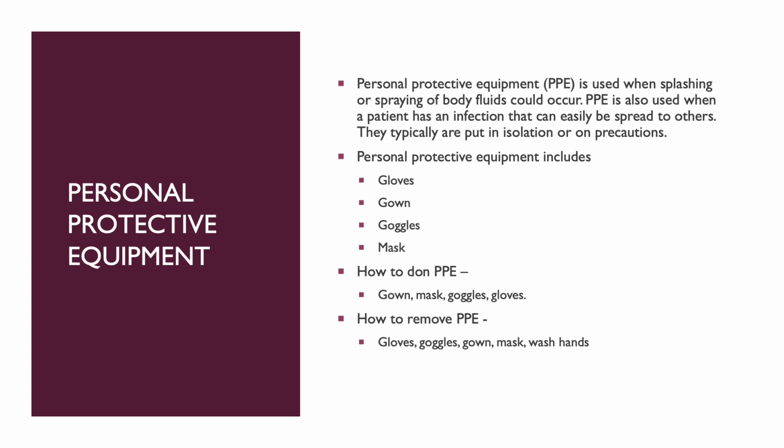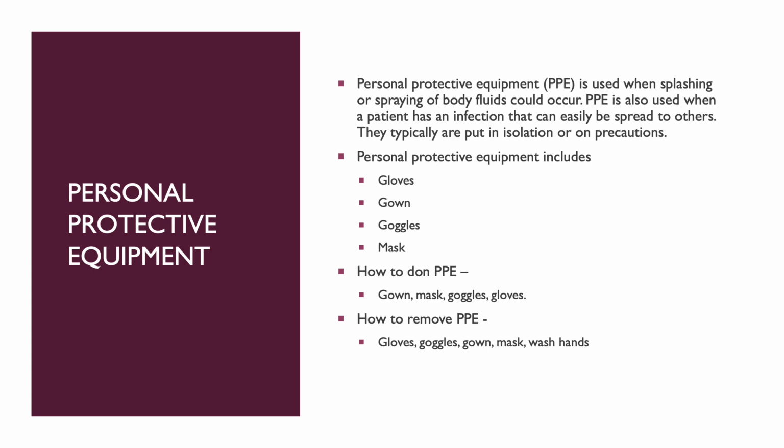Personal protective equipment, or what we call PPE, is something that you will be using a lot in the healthcare field. So PPE, once again, stands for personal protective equipment. And we're going to wear this anytime that there could be potential splashing or spraying of bodily fluids, or if somebody has an infectious disease or illness, or is put on isolation or precautions. So what personal protective equipment can include are things like gloves, gowns, goggles, and mask. So how we put this on is gown, mask, goggles, gloves, but most importantly, how we take it off.